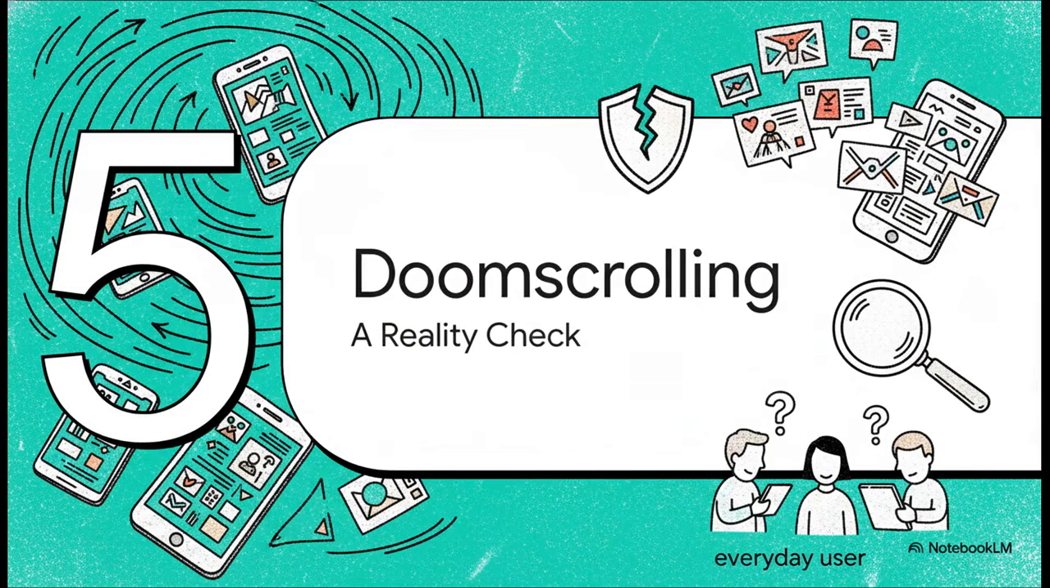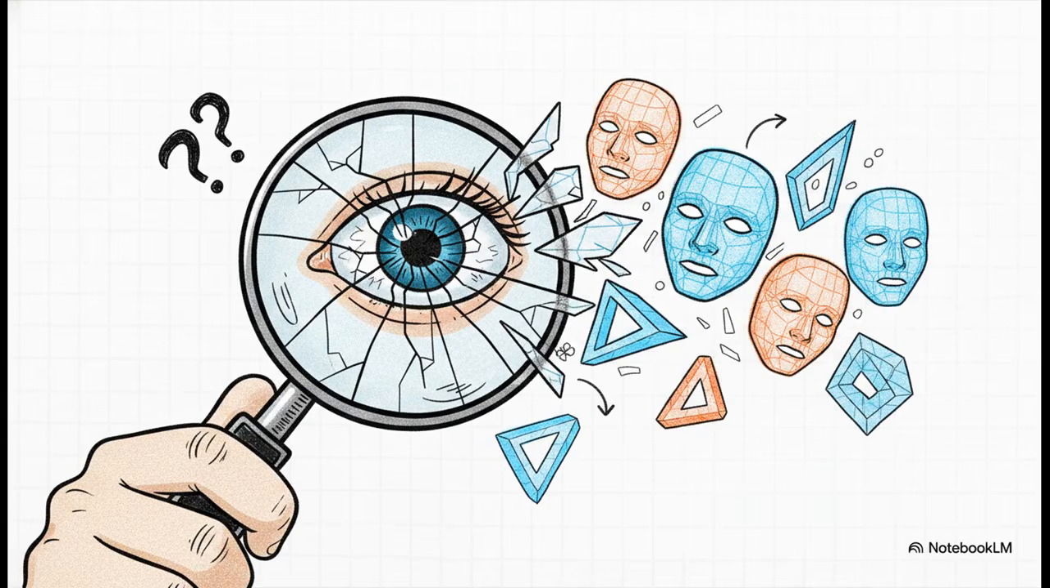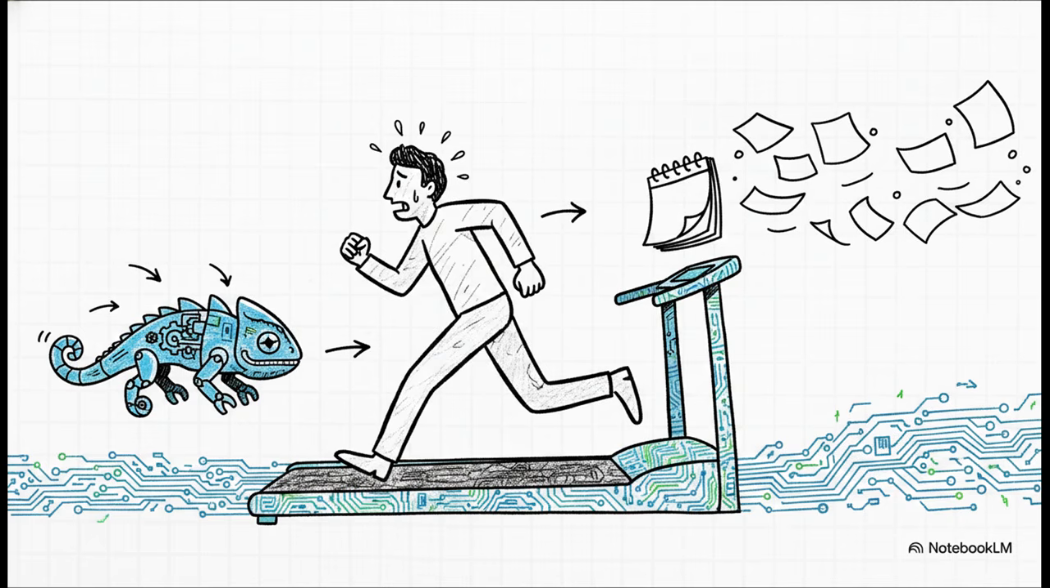And finally, Section 5, the doom-scrolling reality check. So, we've talked about all this brilliant, high-level science, but let's bring it right back to you and me. This is really the ultimate question, isn't it? After learning all about vanishing points and light source convergence and digital packaging, how do we actually spot these fakes when they pop up in our feeds? Well, the harsh reality is we really can't. So the crucial point is this: you absolutely cannot rely on your own eyes or ears while you're scrolling.